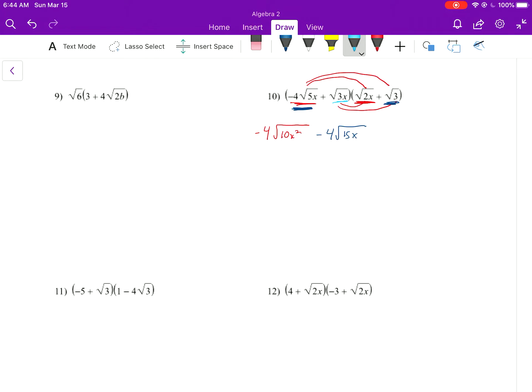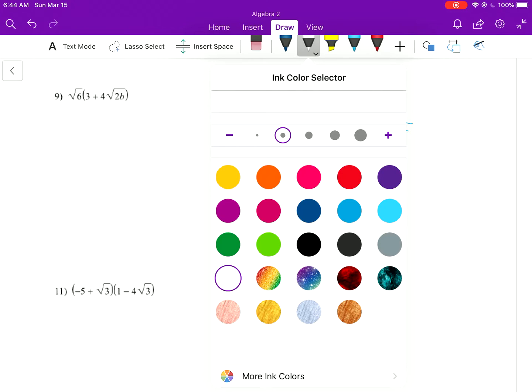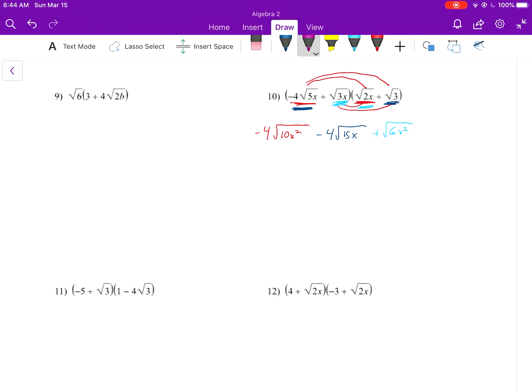Now we're to the inner, so square root of 3 times square root of 2x. They're both positive, so that gives us the square root of 6x squared. And then we'll move to our last ones. We'll do square root of 3x times square root of 3, which is square root of 9. I wrote that wrong. It's the square root of 9, not 9 on the outside, so square root of 9x. And now we're going to simplify each one of these individually.